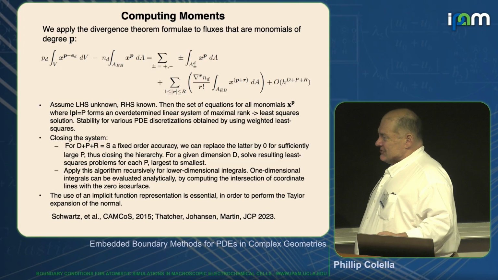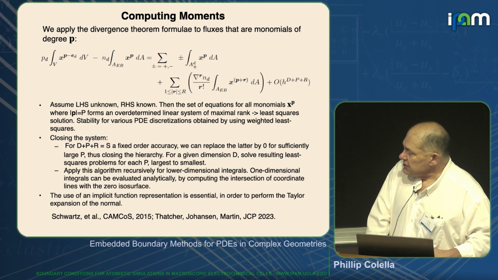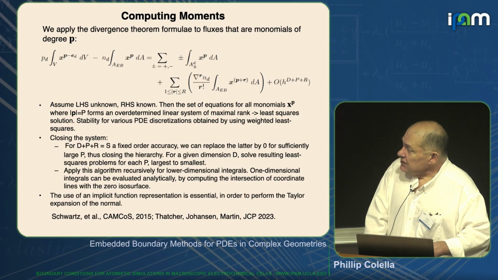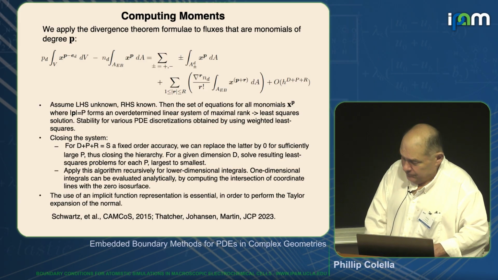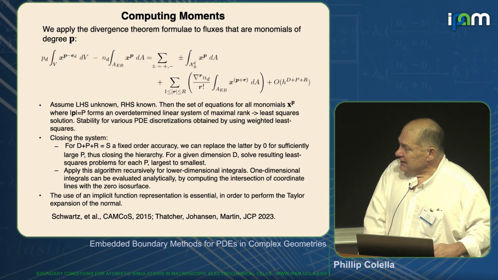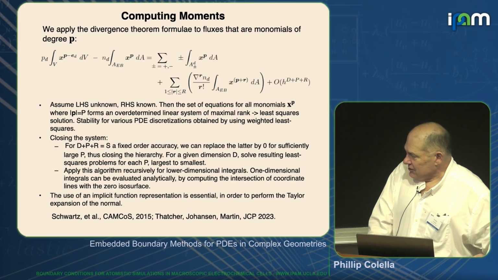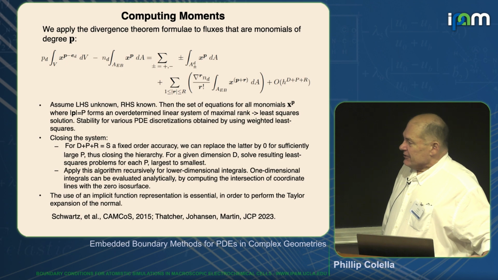So how do you organize yourself to compute this? Well, for a fixed order, you think of these as unknowns, and these are things that you're going to be able to compute without knowing the left-hand side. So this is an overdetermined linear system for the moments. It's overdetermined with maximal rank. So we have a shot, we can use least squares.